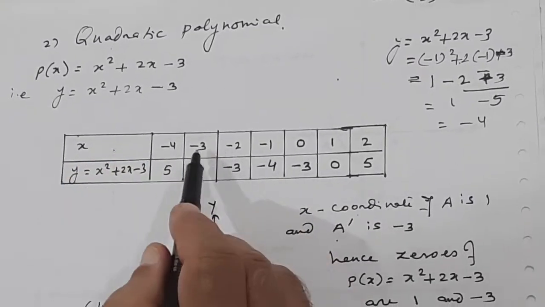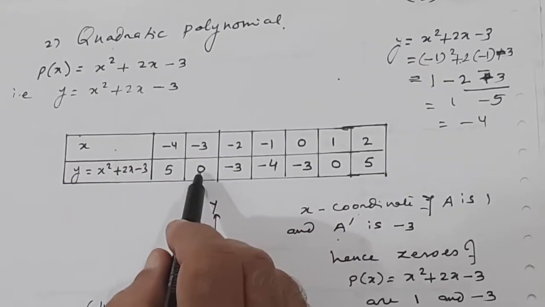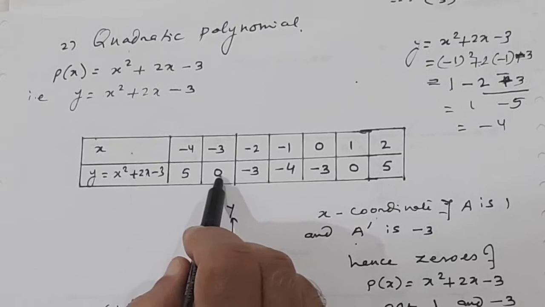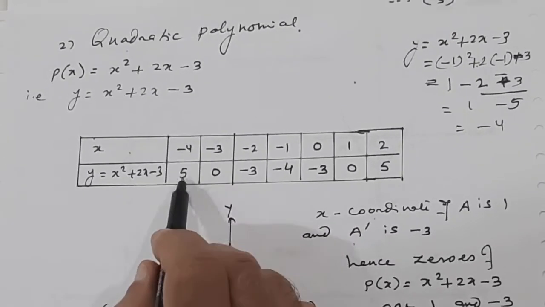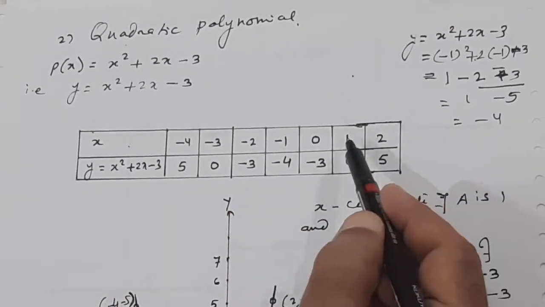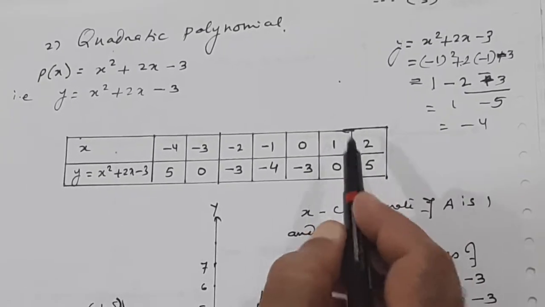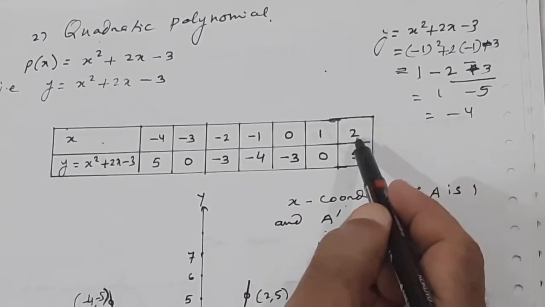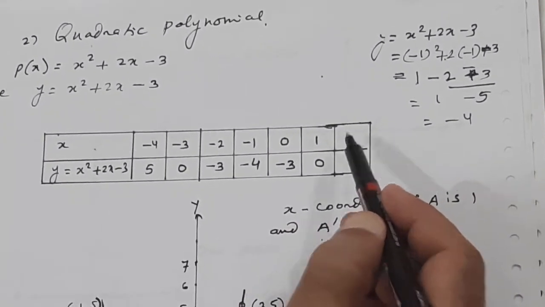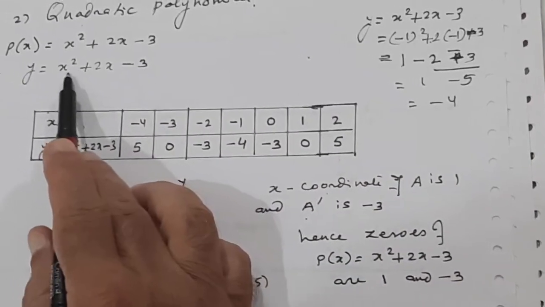Substitute here. Take x is equal to minus 3 and you get y as 0. Take x is equal to minus 4, you get y as 5. Take x is equal to 1, you get 0. And take x is equal to 2, you get 5. Substitute the value of x here.